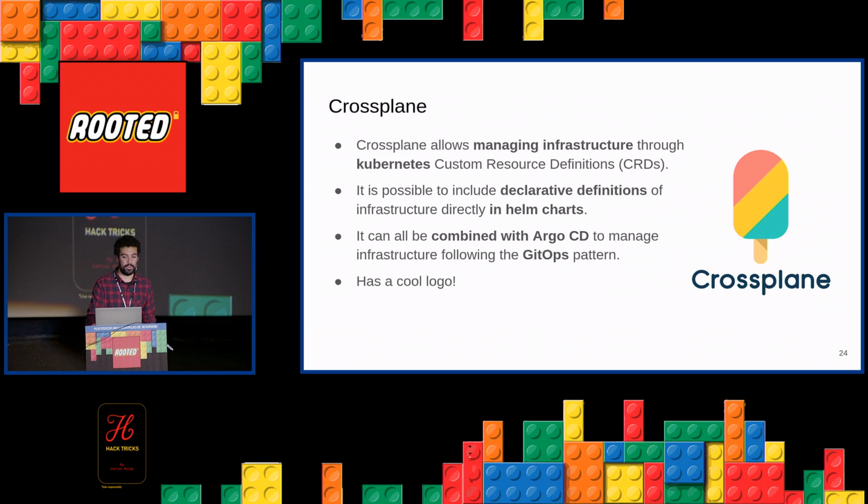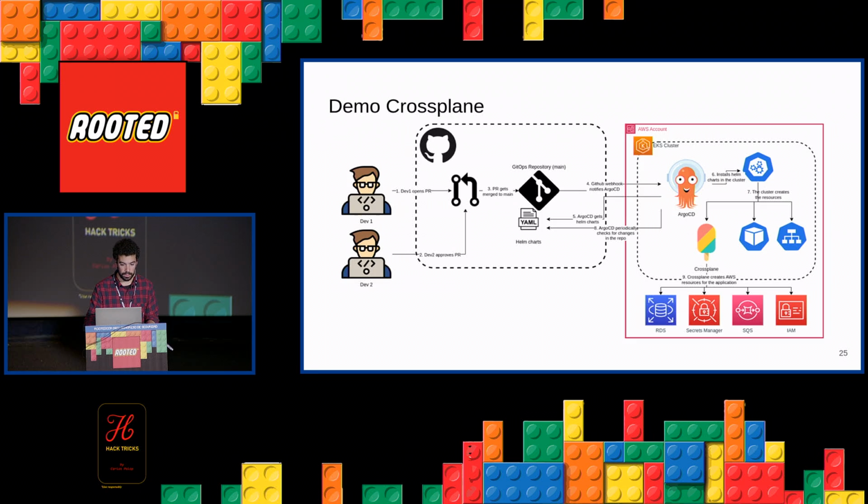So we're going to talk about Crossplane. Crossplane is a super cool tool that allows you to manage your infrastructure from Kubernetes. Essentially, you can define in your Kubernetes manifests resources for AWS, like, for example, a database or an SQS queue. Combined with Argo CD, it means you can keep your project and your infrastructure in the same place and do everything in a GitOps pattern. And they also have a really cool logo.